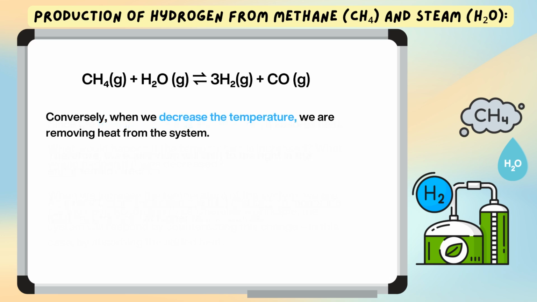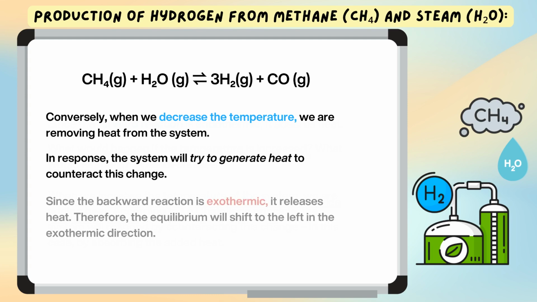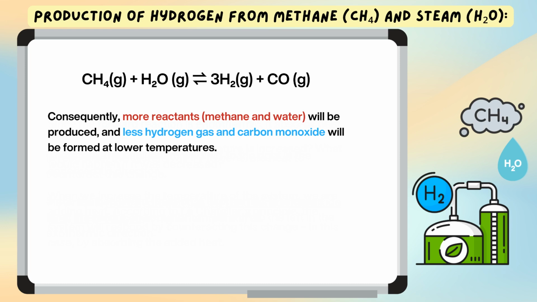Conversely, when we decrease the temperature, we are removing heat from the system. In response, the system will try to generate heat to counteract this change. Since the backward reaction is exothermic, it releases heat. Therefore, the equilibrium will shift to the left in the exothermic direction. Consequently, more reactants, methane and water, will be produced, and less hydrogen gas and carbon monoxide will be formed at lower temperatures.